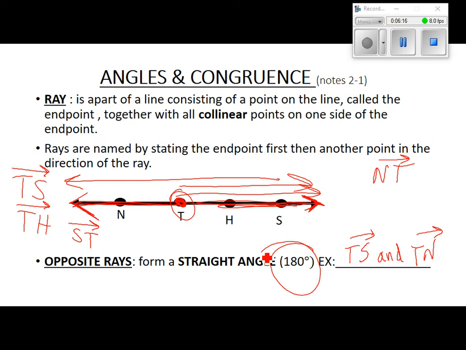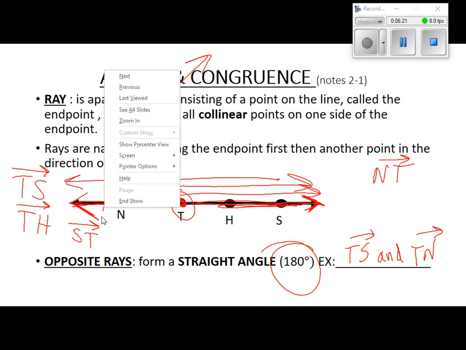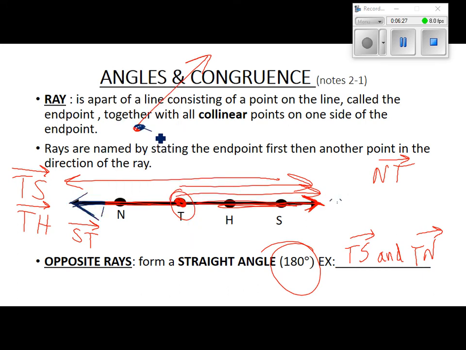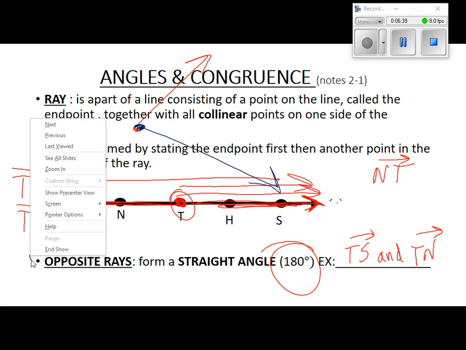How about these two rays? If I draw that ray, and I draw this ray, are they opposite rays? No. Those actually form an angle, and that's what we're going to talk about next. They form an angle other than a straight angle.